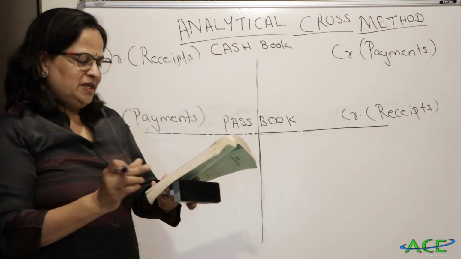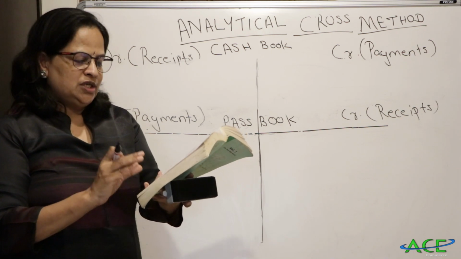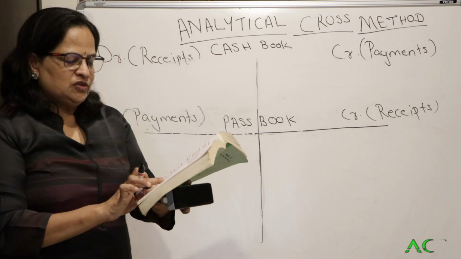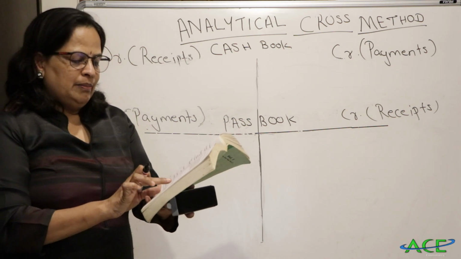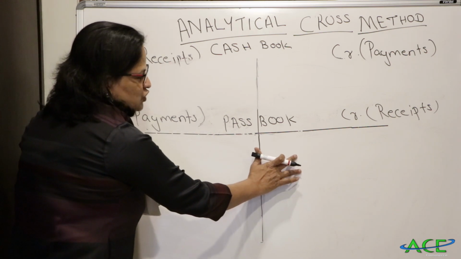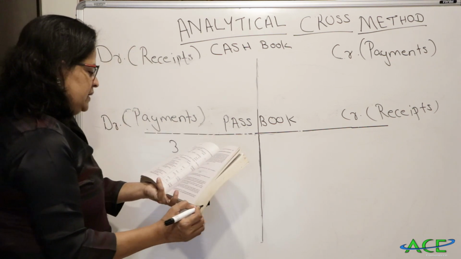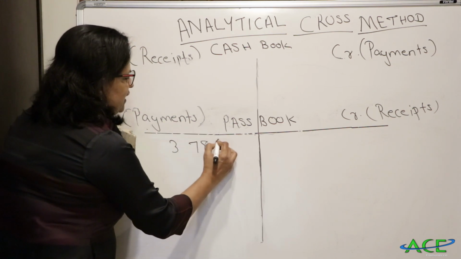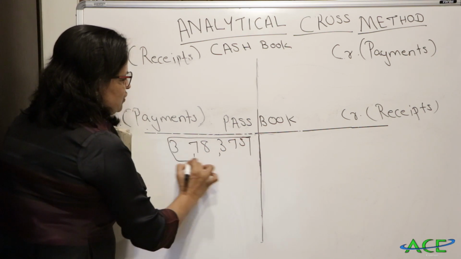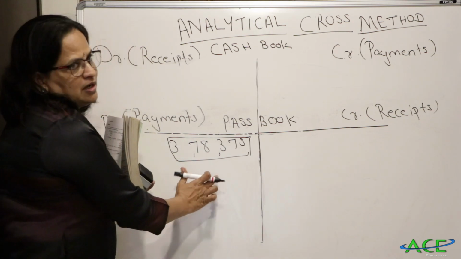So the first problem: the passbook balance of Messrs. Madhu Bookhouse showed an overdraft of rupees 3,78,375. Passbook balance showed an overdraft. Passbook balance will usually be here, but so here it will come here, 3,78,375. So this is the balance. This is the only difference you have to remember. Usual balance will be here; when it's an overdraft, it will come here.